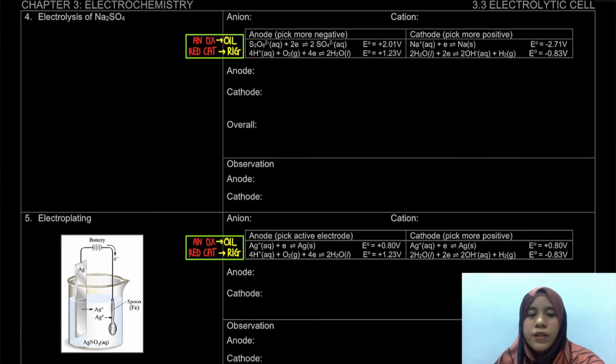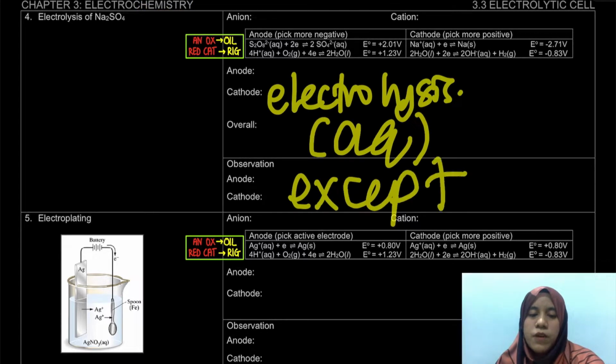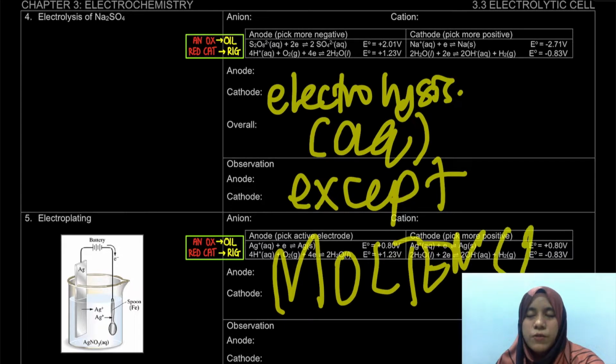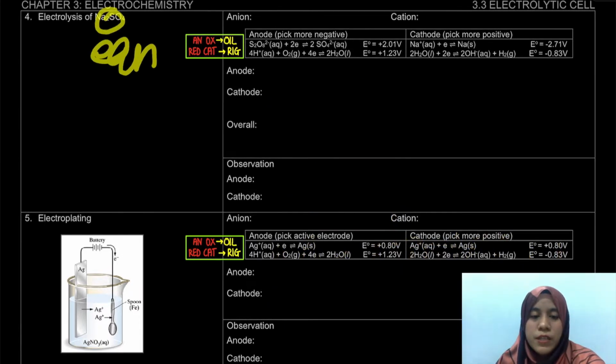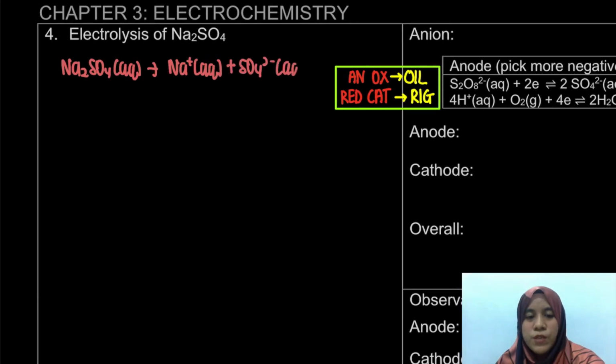Next, we will look at the case of electrolysis of Na2SO4. For electrolysis, we will assume all of it is aqueous except for our molten salt. Molten salt will be the liquid. So what is the equation? For the equation of Na2SO4, we form Na plus and SO4 2 minus. Make sure the equation is balanced.